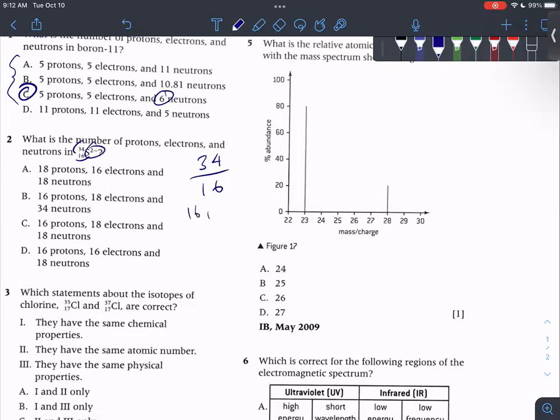So we know we have 16 protons, 18 neutrons, and then our protons plus our electrons ends up with a charge of 2 minus. So that means we have 2 more electrons than protons. So we also have 18 electrons. Then we just have to find the answer with that. And looks like we are at C again.